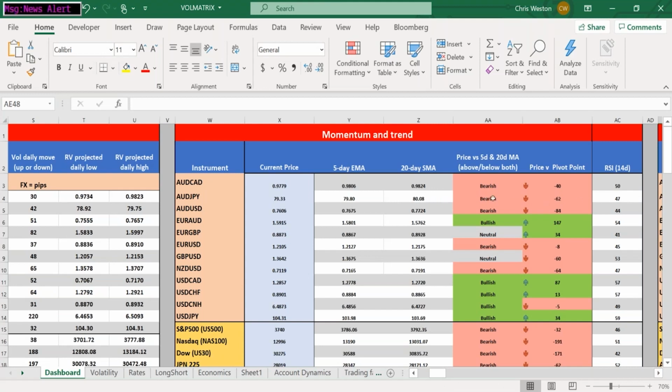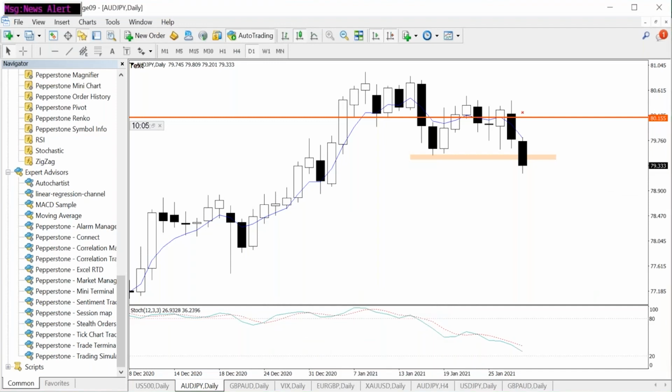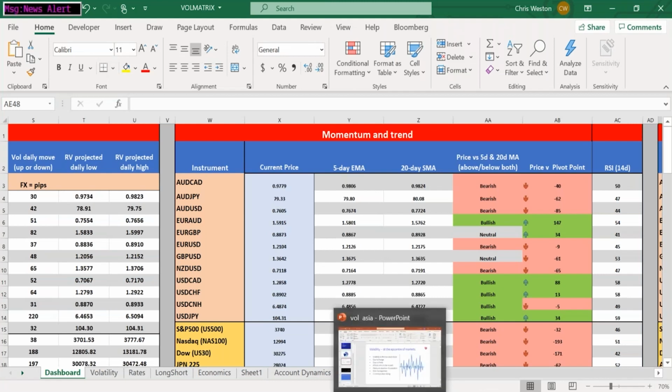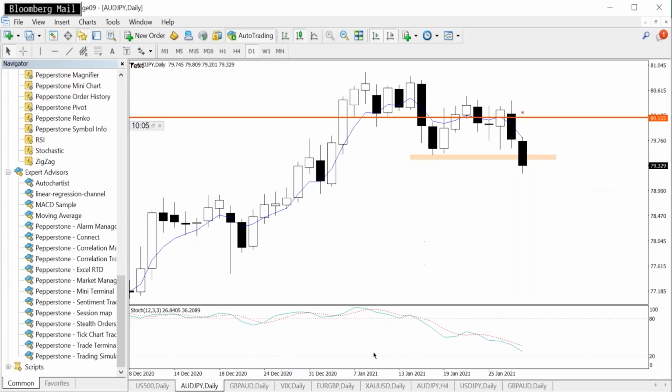This is guiding me to my charts. So I can see the price below the short-term moving average. I can see it below the central pivot point by quite a decent margin. And we've got the RSI looking like it's probably heading lower. So immediately I'm taking a negative bias on this. What I want to do now is have a look at the volatility. So I like the position. I'm thinking to myself, I want to be short Aussie yen.